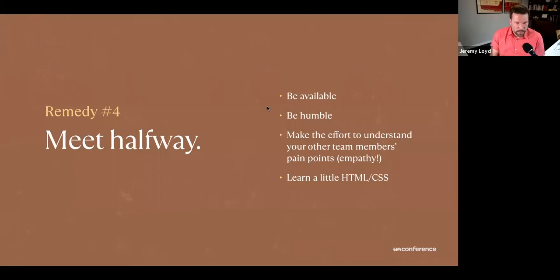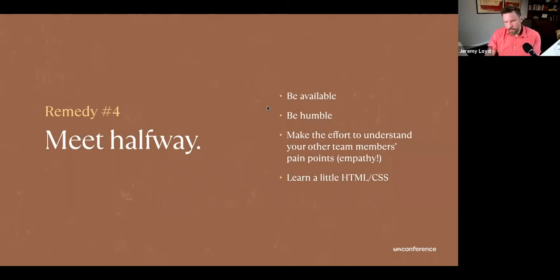Offer to do some pairing in the browser. Ask opinions of people. And really that kind of segues into being humble. Nobody really likes working with that designer who's got the big ego, right? They want to work together as a team. That's how we're going to build the best products.